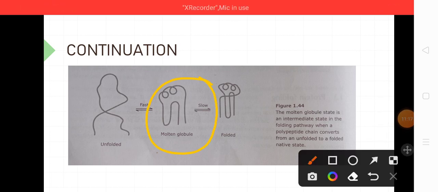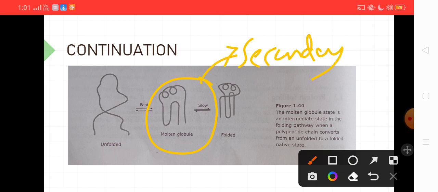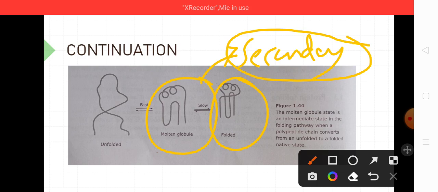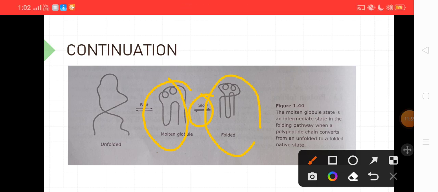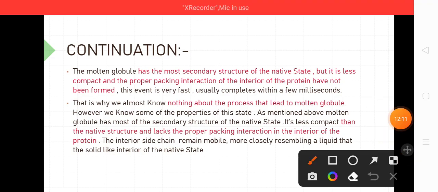That is, this molten globule state has all the secondary structure that is present in the native state. Importantly, this secondary structure is not as compact as in the native state. And most importantly, as you can see in this picture, the packing interactions in the interior of the molten globule are not as compact and good as in the folded state. So that is the difference between the molten globule state and the folded state. After that, from the molten globule state, via a slow step, it will be converted into the folded state. So this is the very basic model of how we can talk about protein folding. This is the concept of the molten globule state.